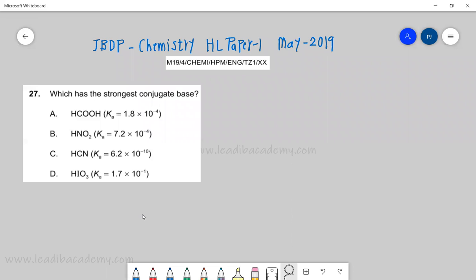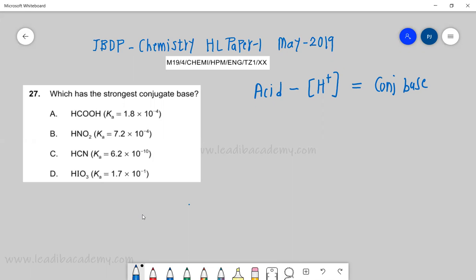Let's look into question number 27. Very interesting, from acids and bases. Which has the strongest conjugate base? So let's understand, just recall the definition, what do you mean by conjugate base? In short, I'll write it in the form of a formula: acid minus proton is equal to conjugate base.